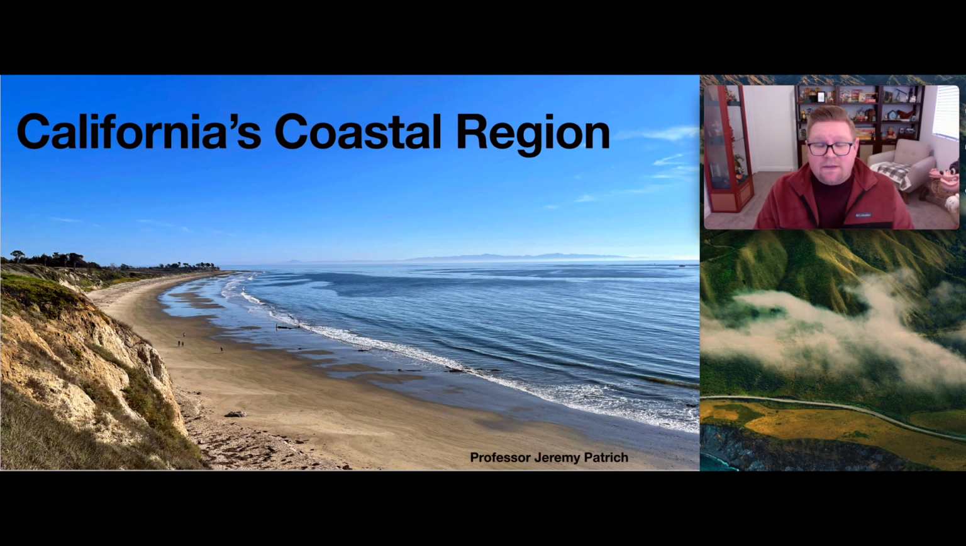This time we're going to be examining California's coastal regions. So we're going to start at the northern point of the state and work our way all the way down to the most southern point, looking at the coastal region broken up into sectors and smaller sections, so we can look at and compare the geography, the geology, the culture, and things along those lines.